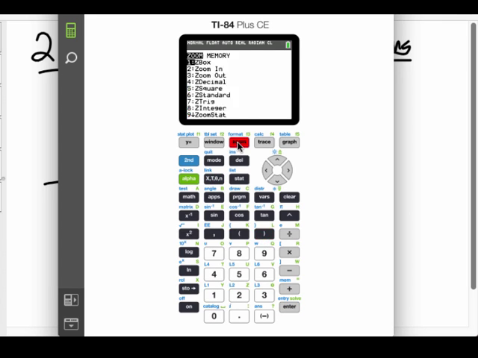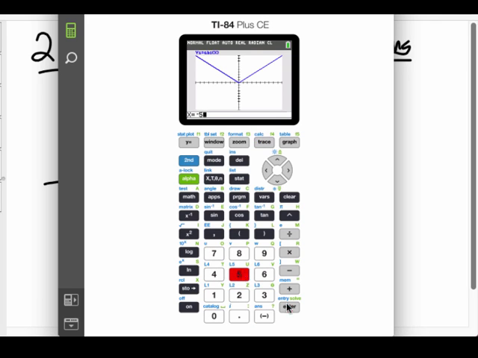Then I'm going to go to zoom, and I'm going to do standard, because Mr. Adams was doing a bunch of graphing last class. And that's what it looks like. Now, basically what's going on here, if I hit trace, when X is equal to -5, my Y value is the positive value of that, right?